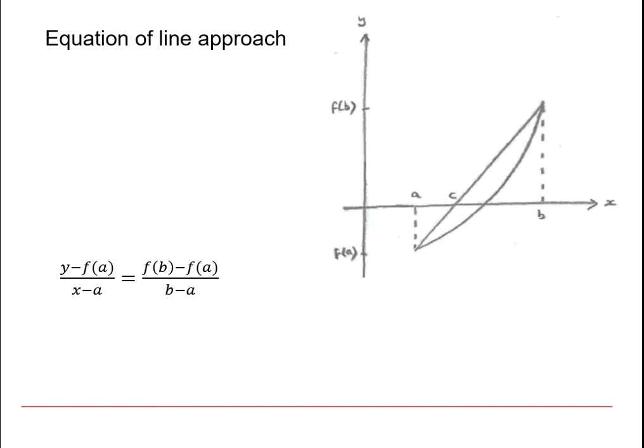Another way of considering the method of false position is to look at the line from the point with coordinates A, f of A, to the point with coordinates B, f of B, and we've got the usual form of the equation of a line here, so that's y minus y1 over x minus x1. So both sides of the equation are expressions for the gradient.